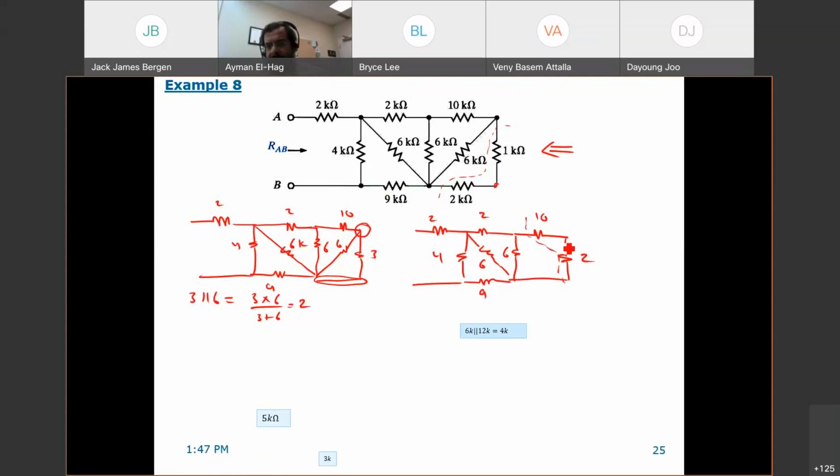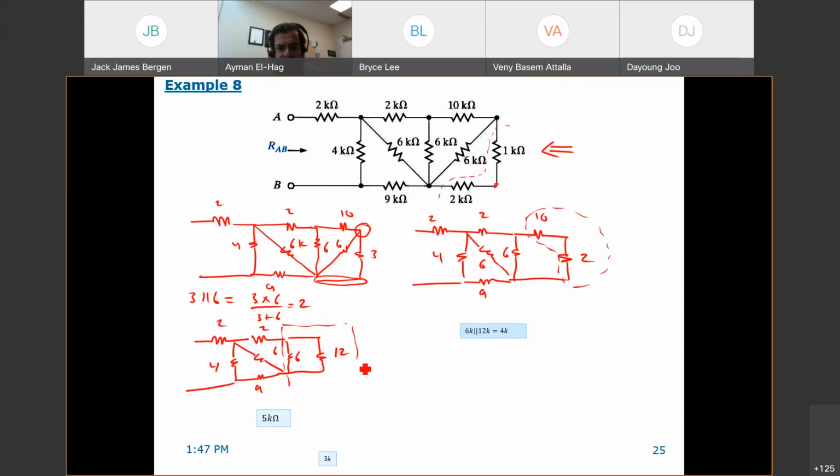So these two now are in series. So this becomes 12. Again, I'm doing it very slowly so that you can follow with me, because this is still a new topic for you guys. 2, 6, 9, 6, and this becomes 12. Now this 6 and this 12 are in parallel. 6 in parallel with 12, you have here the answer. So this becomes 4.